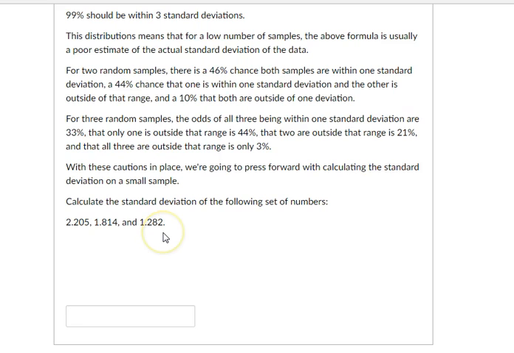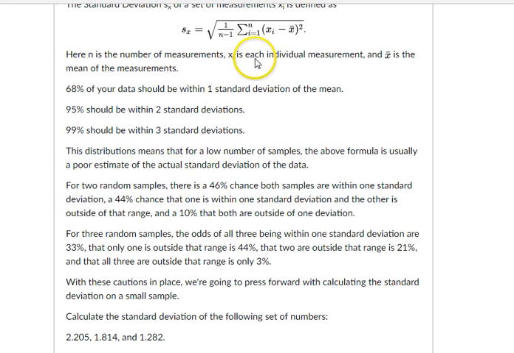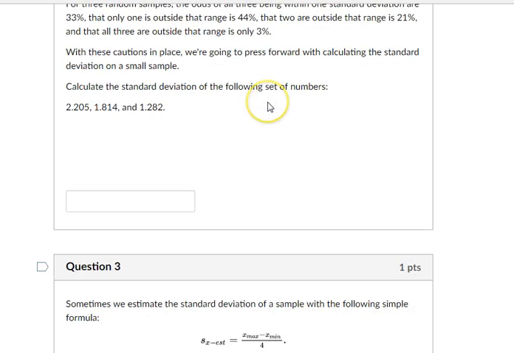You have to calculate the mean first, and then you go through this formula: the first number minus the mean, squared, plus the second number minus the mean, squared, plus the third number minus the mean, squared, and then multiply all that by 1 over n minus 1. So n is 3, so that's 1 over 2, and then take the square root.